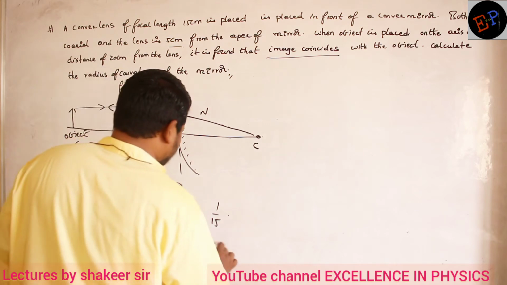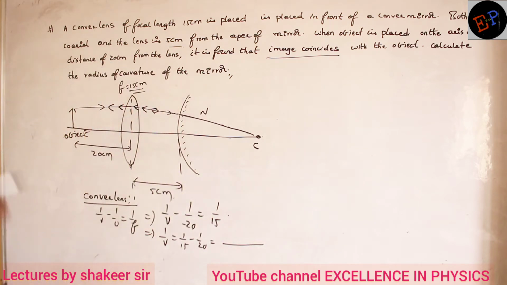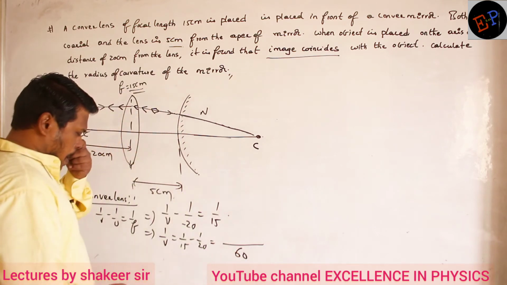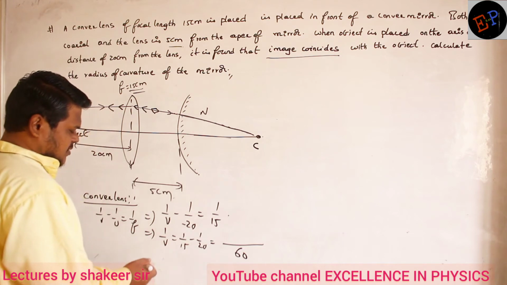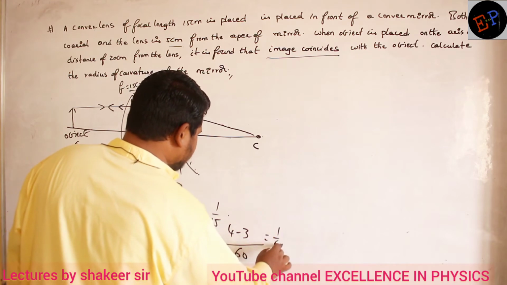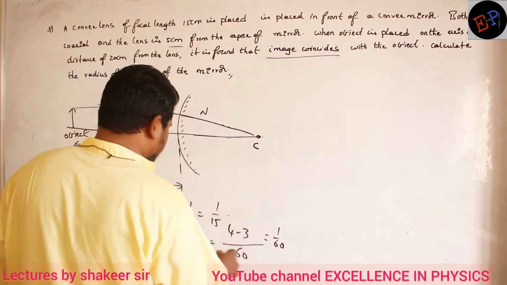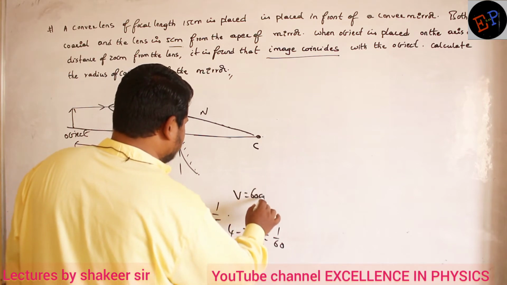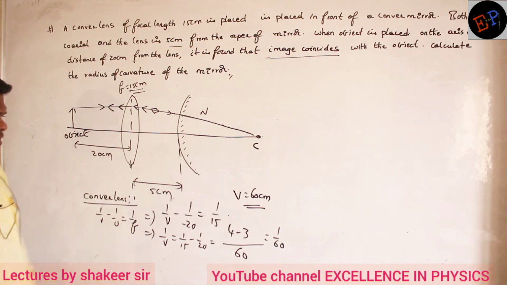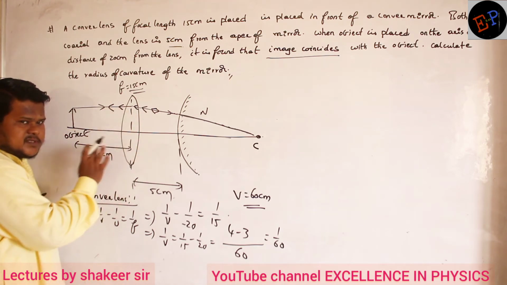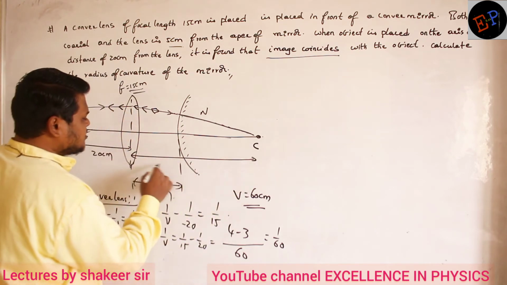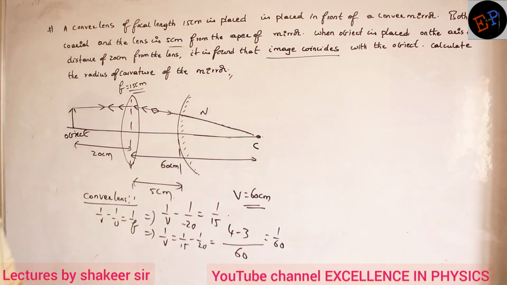If I take the LCM of these two, 15 fours are 60, and 20 threes are 60. So 4 minus 3, how much? 1/60. So where is the image created? The image is created at a distance of 60 centimeters from this lens. It means that this total distance should be 60 centimeters. Are you able to understand?